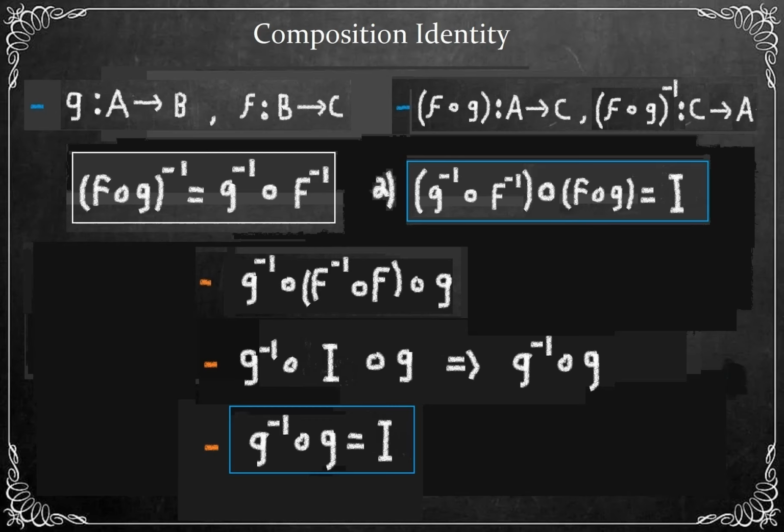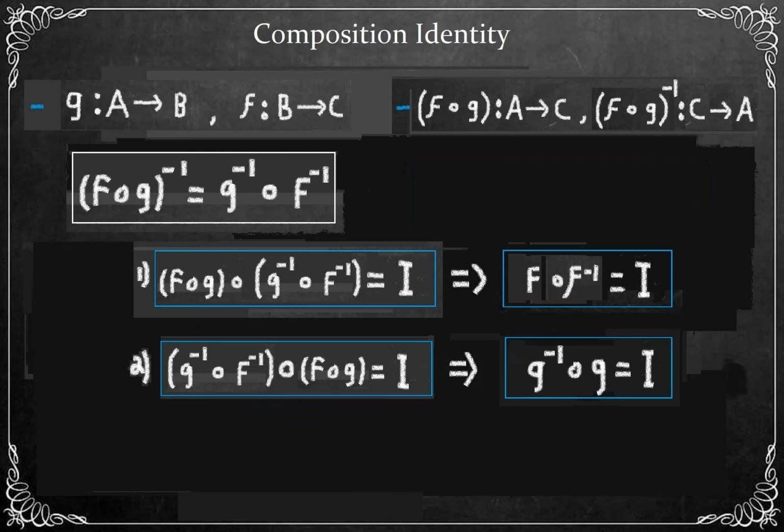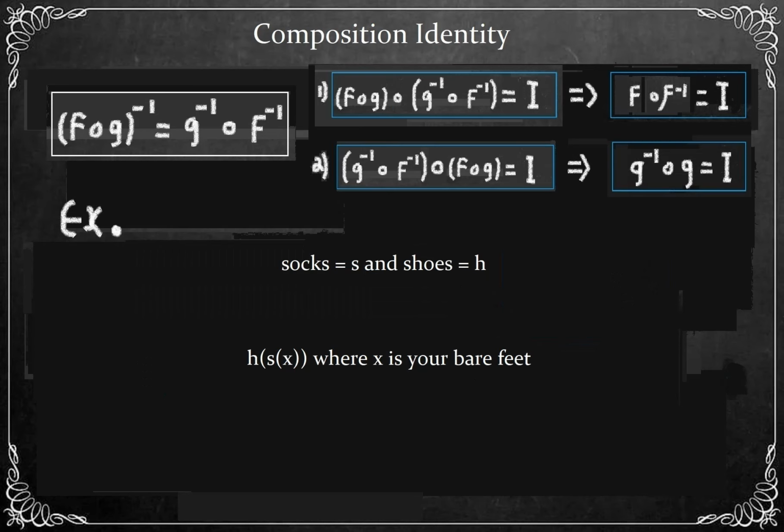Nice. Since the composition of a function and its inverse only results in the identity function, and both compositions result in capital I, therefore, the composite function identity in the white box is proven. We are done. Very nice. Let's see the identity in action. Do an example, shall we?